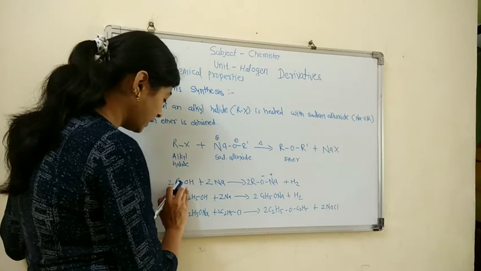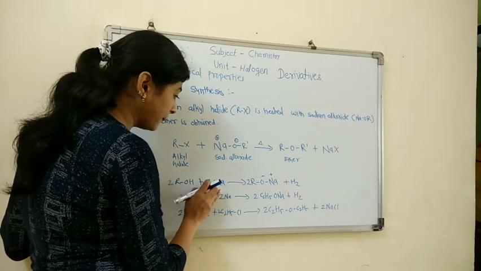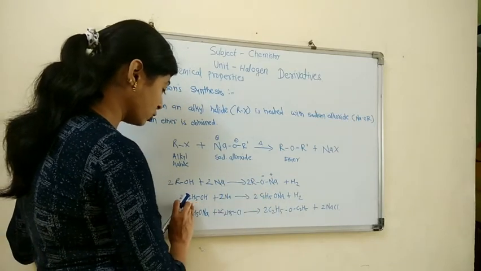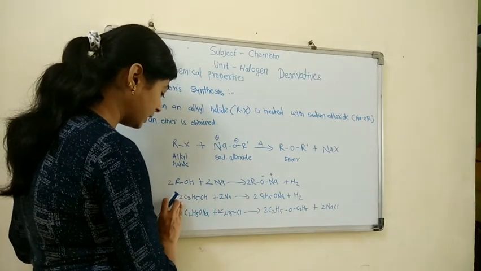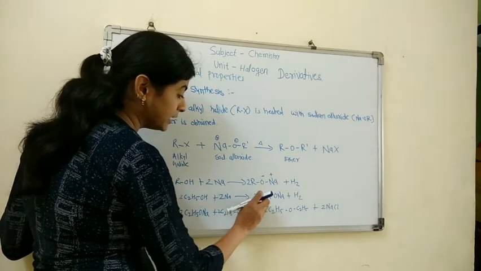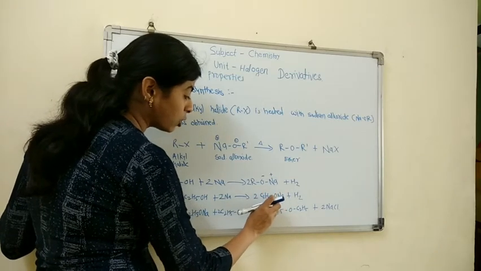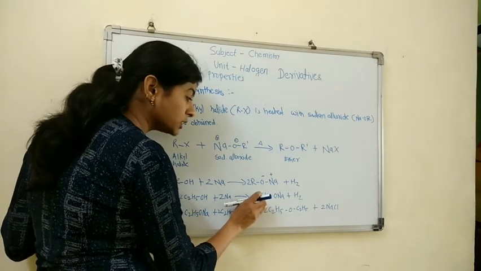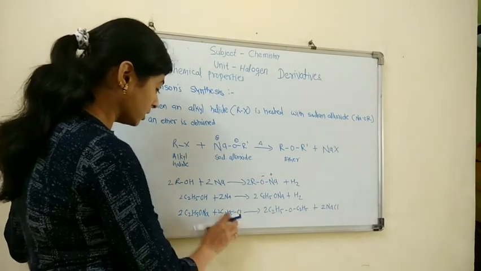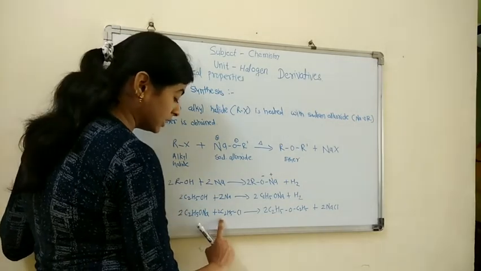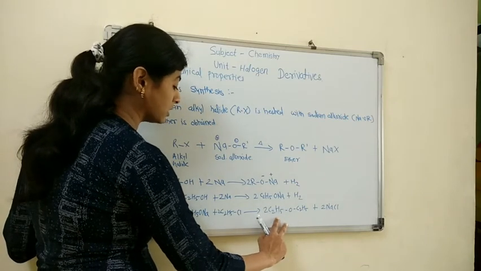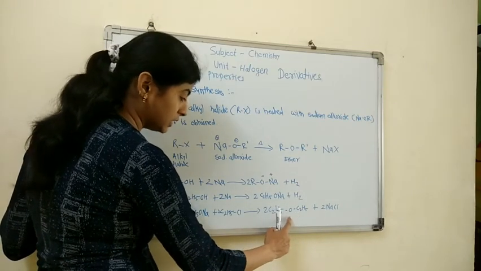Here, alcohol reacts with sodium metal to give sodium alkoxide. With example, ethyl alcohol, when it reacts with sodium metal, it gives sodium alkoxide, that is sodium ethoxide. And this sodium ethoxide, when it reacts with alkyl halide, that is ethyl chloride, we get our product, that is simple ether, diethyl ether.